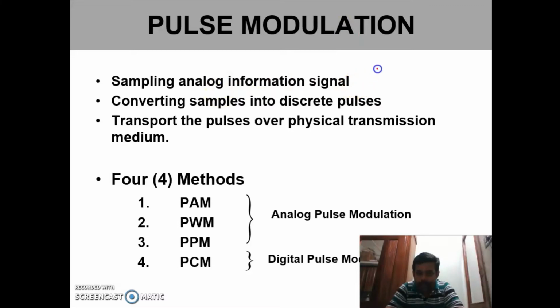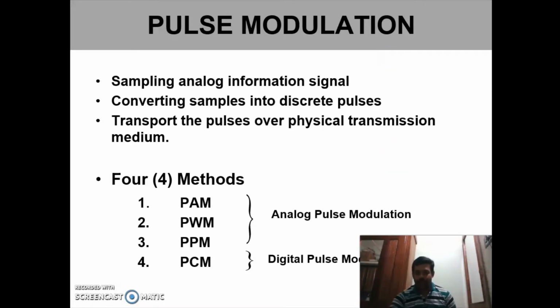Now, in pulse modulation, first you are sampling the analog information signal. Then you are converting the samples into discrete pulses. Then you are transporting the pulses over a physical transmission medium. These are the three things you are doing in pulse modulation.